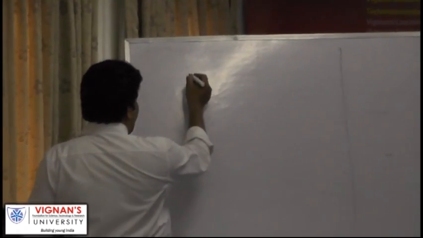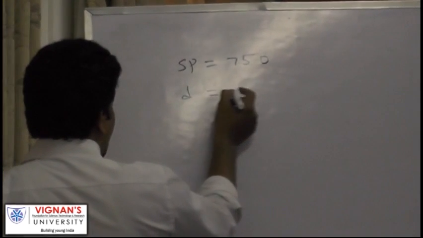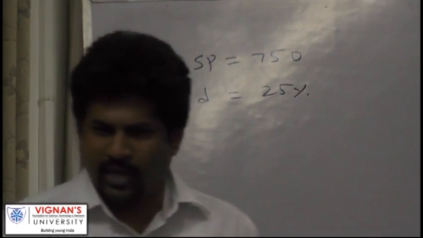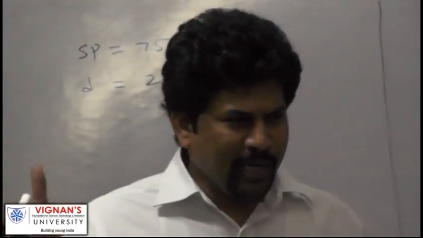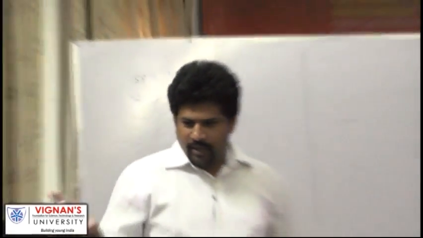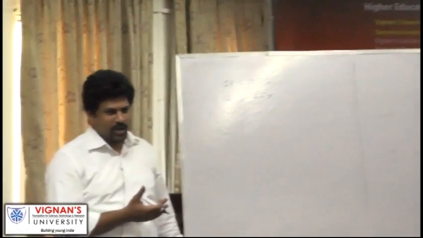At what price is he selling? 750. What is the discount allowed? 25%. After giving a discount of 25%, he is selling it for 750. It means what should be the market price of the article? 1000 rupees. Right? The original he marked it at 1000, giving 25% discount.